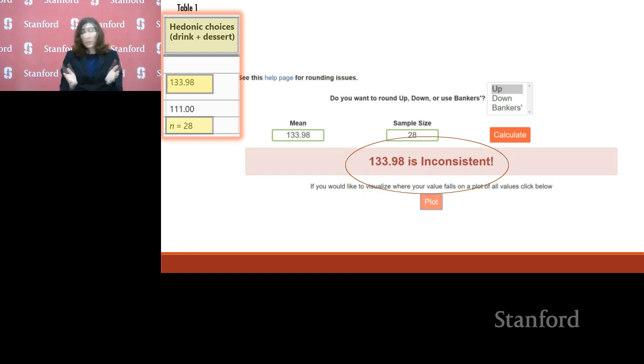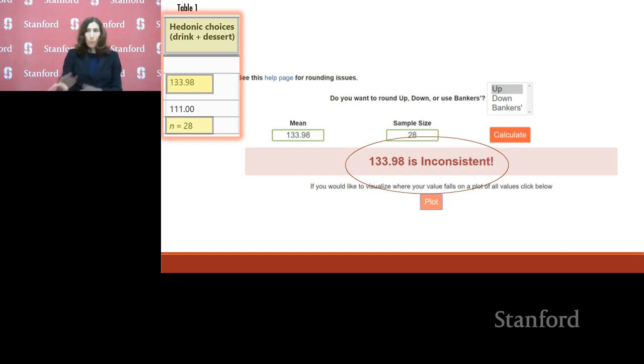Now, there is a possible explanation here. We normally report calories in integers. Like if you look at calorie counts on a food label, they're always going to be in integer values. It is possible that when the researchers recorded the calories into the database, they recorded calories out to 1 or more decimal places. That could, therefore, cause the mean to be 133.98.